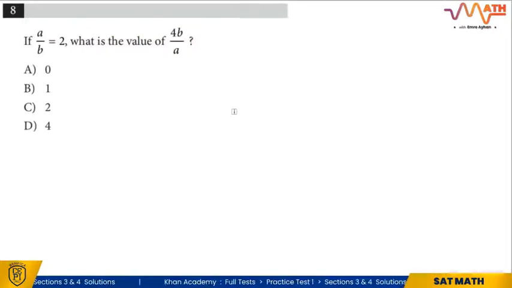A over B is equal to 2. What is the value of 4B over A? B over A is like the inverse of A over B, like flipped, right? So it's gonna be what? It's gonna be 1 over 2. So 4 times 1 is 4 over 2 is 2. Answer is C.